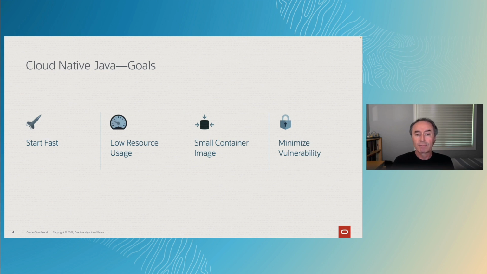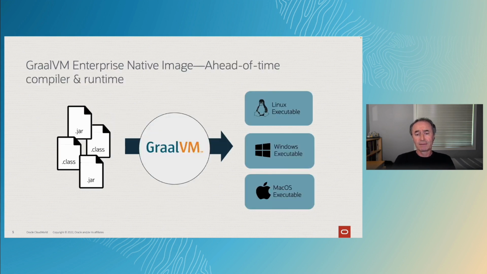And the second is by using GraalVM Native Image to remove parts of your application you're not actually using, to reduce the attack surface area of your application. So got a lot of interesting goals here. We'll dig into them a little bit more as we get started on GraalVM Native Image.